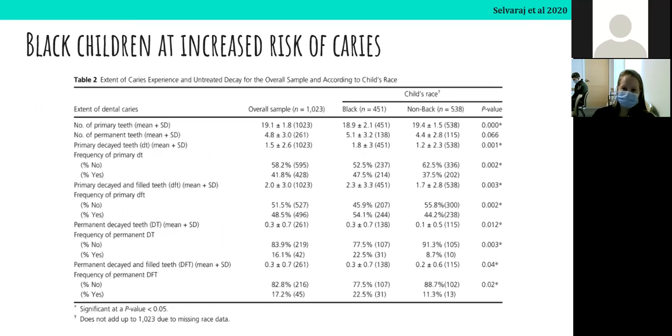These disparities between race were also seen in the rates of dental disease. So these were actual dental examinations that were performed on these children. And as you can see, most of these p-values are significant. And what they found was that children who identified as Black were more likely to have disease in both their baby teeth as well as their permanent teeth compared to non-Black children.